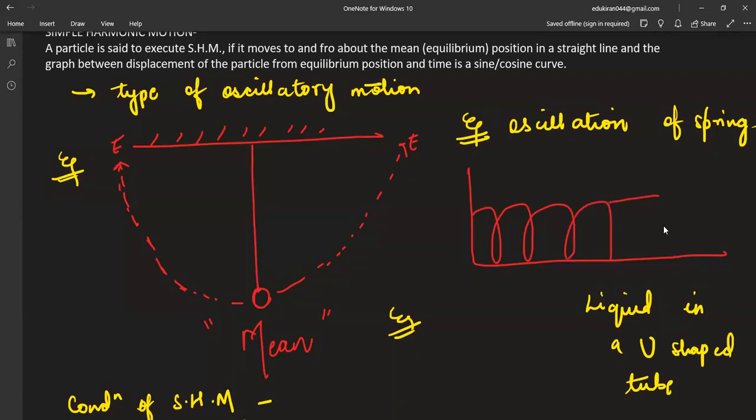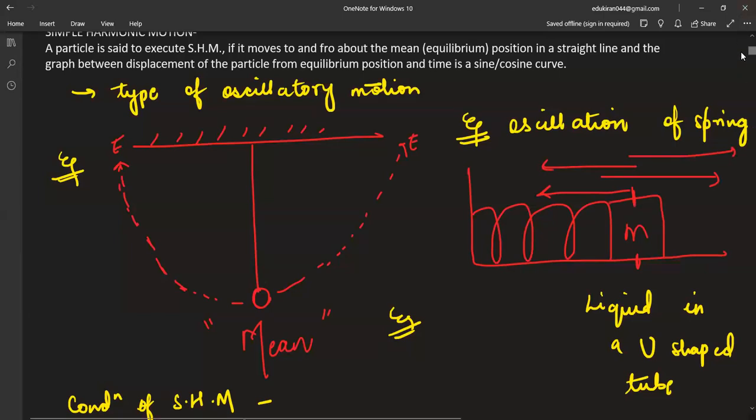This is the spring, this is the mass. This is the mean position. Mean position means original mean position. So suppose I have compressed it. So it will move, it will be compressed, it will move.